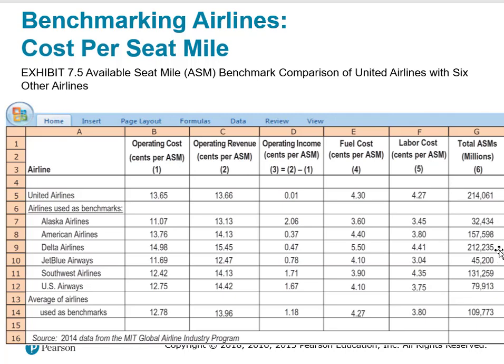Delta has 212 available seat miles. I'm surprised, I think Delta is bigger than United Airlines now, but United is 214. But you can see how small Alaska Air is. JetBlue is also a very small airline. I used to fly them all the time. I didn't realize how small they were. But you can really see that Delta is the only really comparable airline here. Even Southwest, 131. Be interesting to see what these are now.